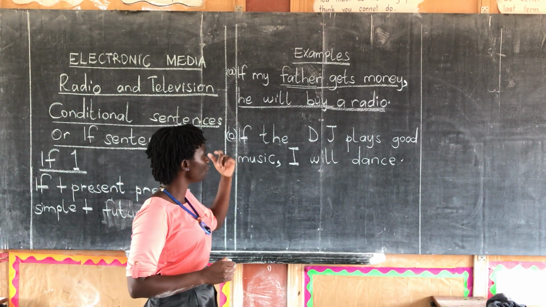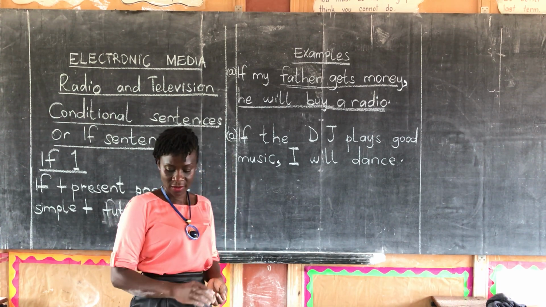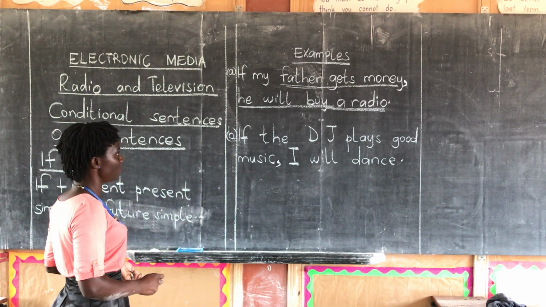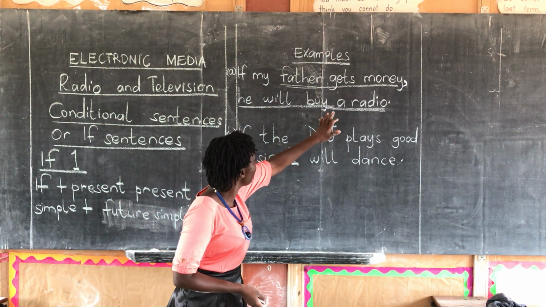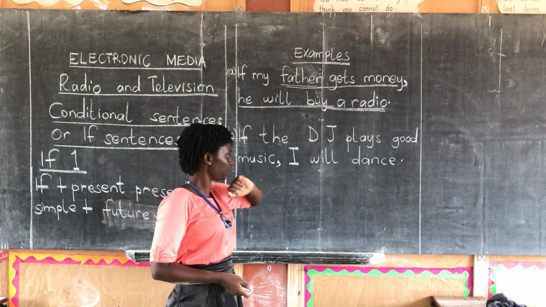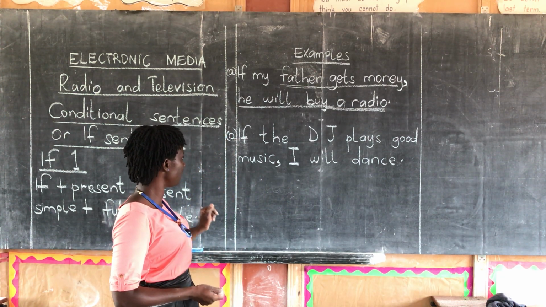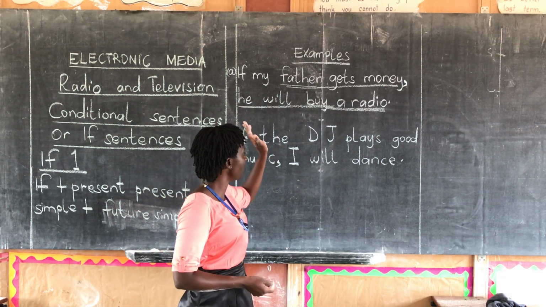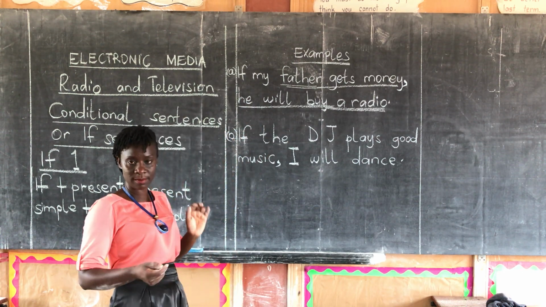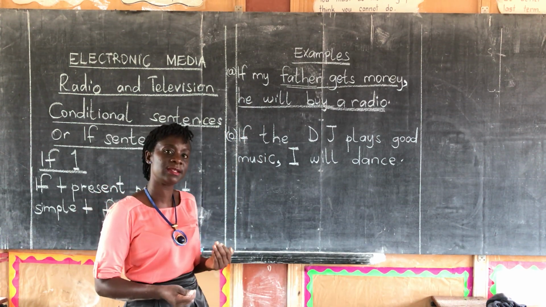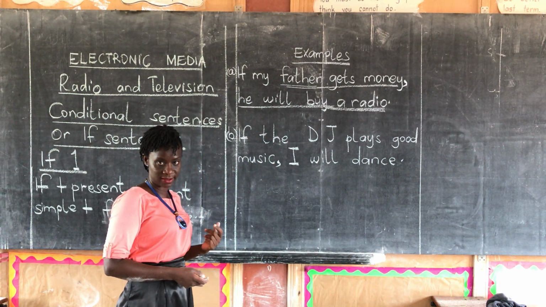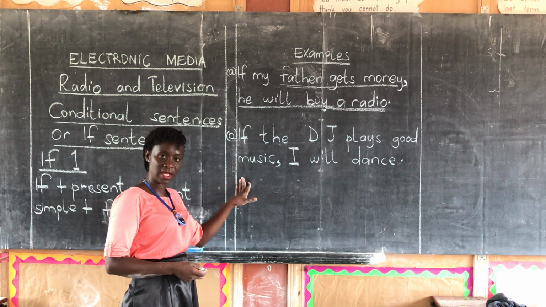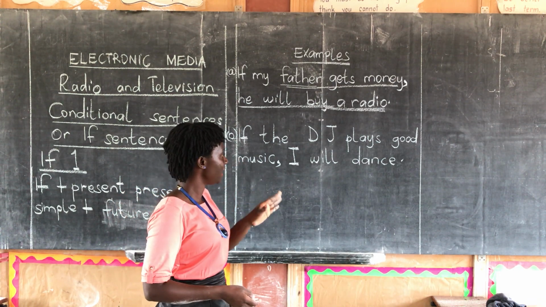But we may decide to use if in the middle. We may decide to use the if in the middle by saying that my father will buy a radio if he gets money. In part B, we shall say, I will dance if the DJ plays good music. Whenever we start our sentence with if, we must have a comma in the middle.